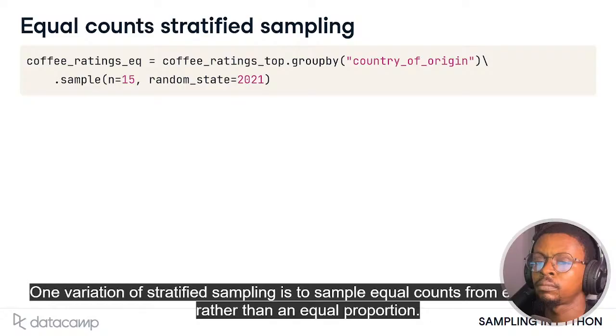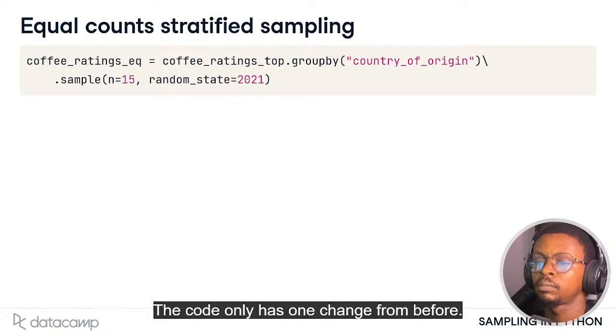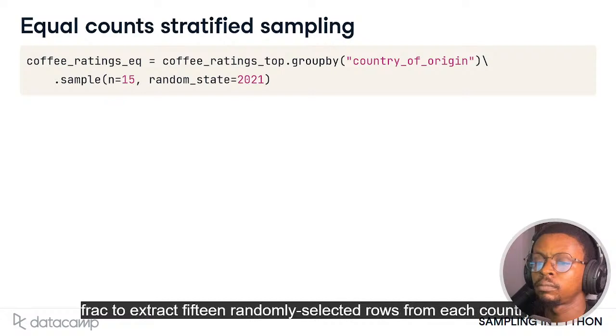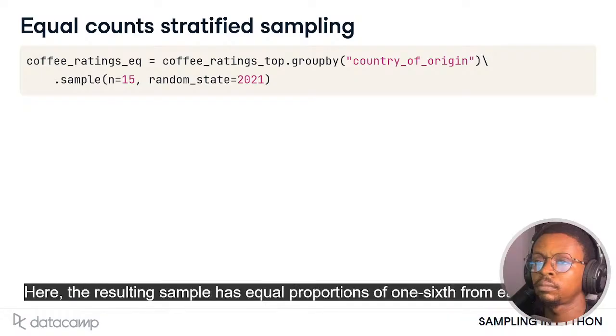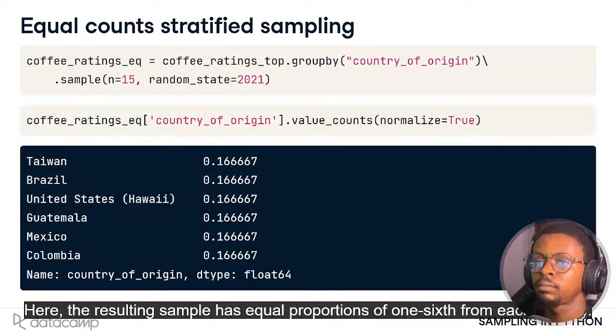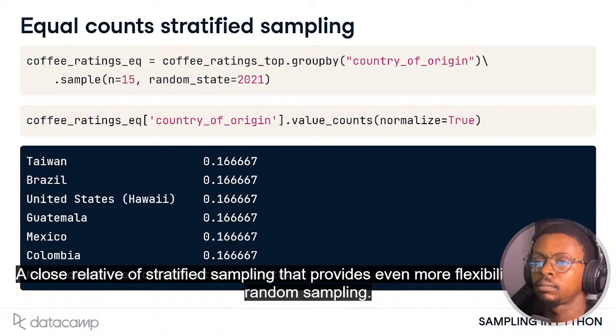One variation of stratified sampling is to sample equal counts from each group, rather than an equal proportion. The code only has one change from before. This time, we use the n argument in .sample instead of frac to extract 15 randomly selected rows from each country. Here, the resulting sample has equal proportions of 1/6 from each country.